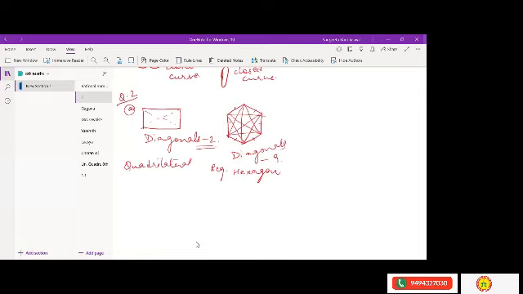Now the next shape, sorry, the third shape given is a triangle. It's asking how many diagonals it has. Now can a triangle have diagonals? No. So that means the number of diagonals is 0 in the case of a triangle.